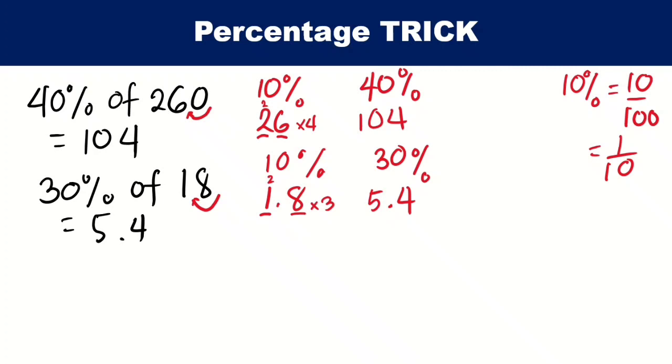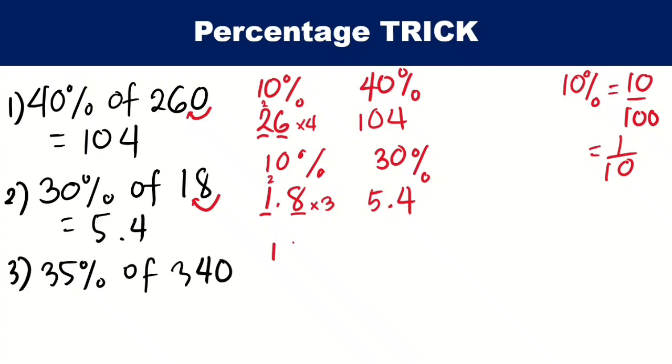In case we have a problem like this, 35% of 340, well, we compute the 10% of the number. Moving the decimal one place to the left gives us 34 for 10%. Now, we'll get the 30% of this number. Simply multiply this by 3.